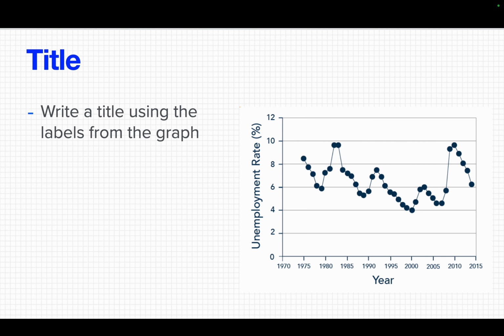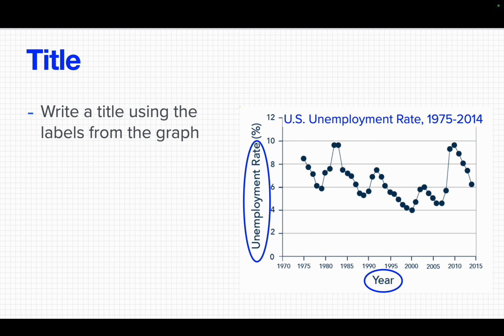All right, next you want a title that is descriptive of what your graph is about. So the easiest way, honestly, to write a title is look at what's on your y-axis and what's on your x-axis, and there you get your title. So we've got the U.S. unemployment rate, and it's for a period of time from 1975 to 2014. So a title goes at the top, and it's descriptive of what the data is about.